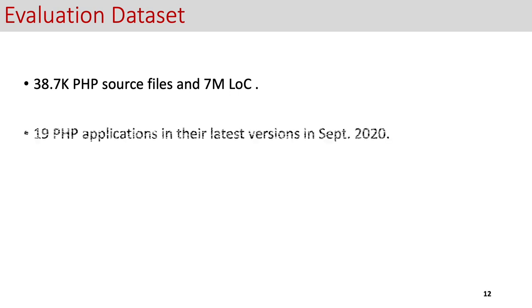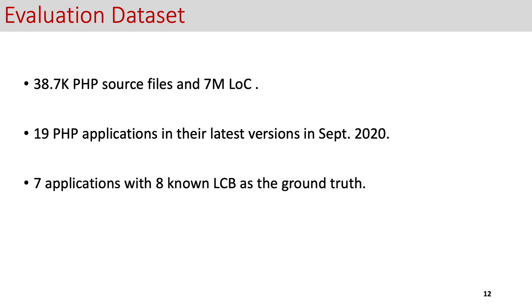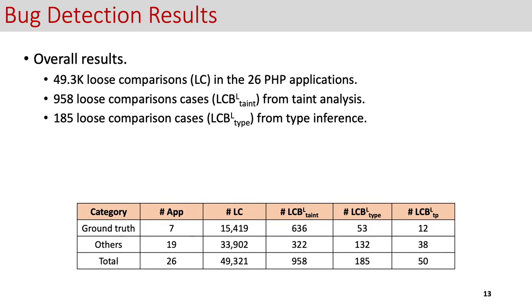Next, we thoroughly evaluate our system on a large dataset. In particular, we cover over 38,000 PHP source files and over 7 million lines of PHP code. We include 19 PHP applications in their latest versions as of September 2020. We also include 7 applications with no loss comparison bugs as the ground truth to evaluate the effectiveness of our system. Now we present our bug detection result in a table.